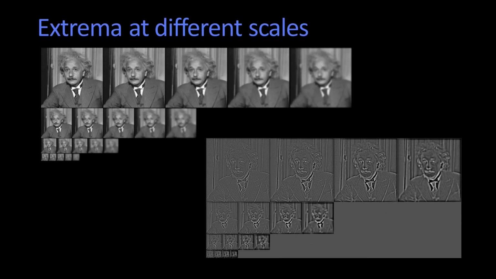So here you have a picture of Einstein, and each one of these is a different octave. It's cut in half, cut in half, cut in half. And then you can see we go from crisp to blurrier to blurry to blurry. It's probably the only time Einstein was fuzzy in his life.